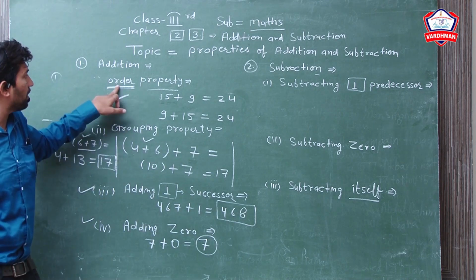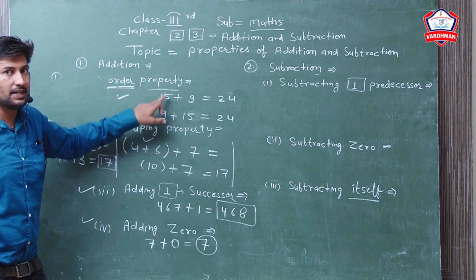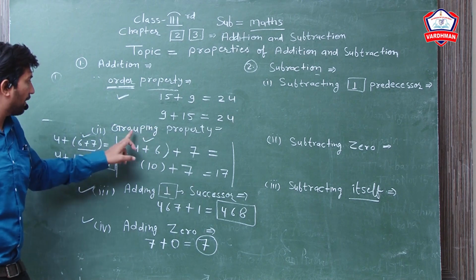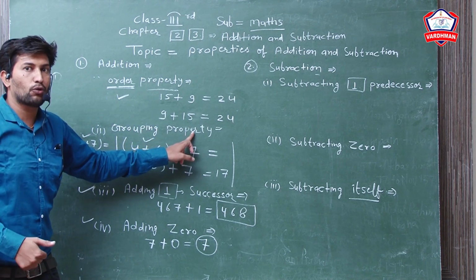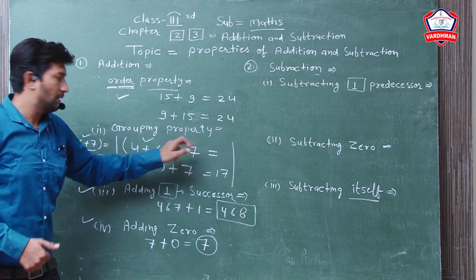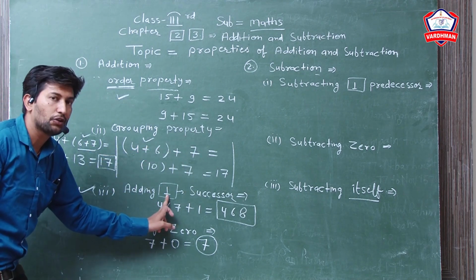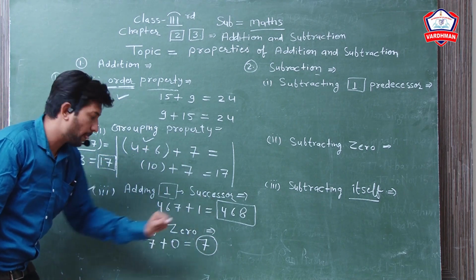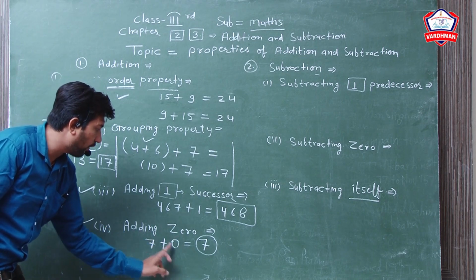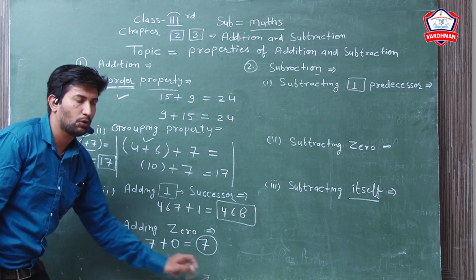Now your first property, order property. Addition has no order property. Second, grouping property. Group property also does not hold. Now adding by 1, you will find the successor. Adding by 0, you will find the same number.